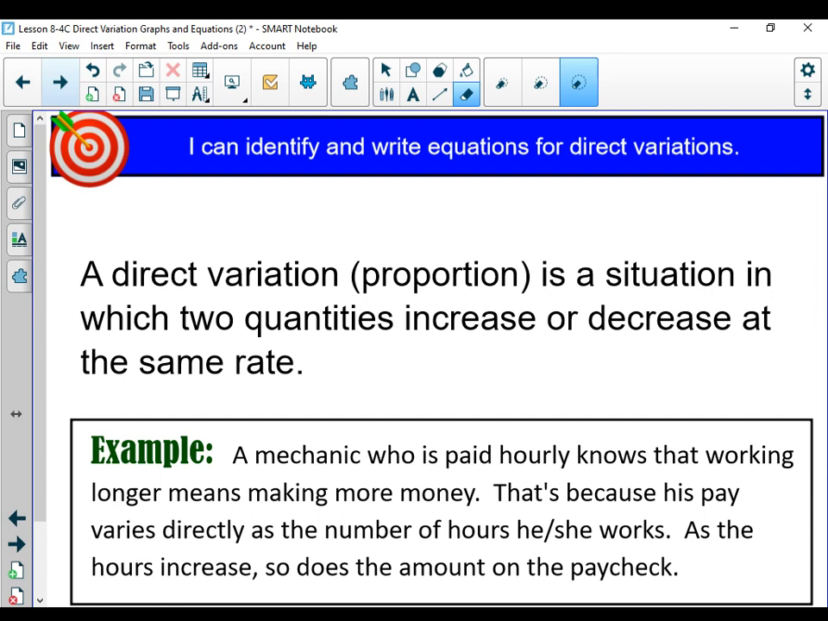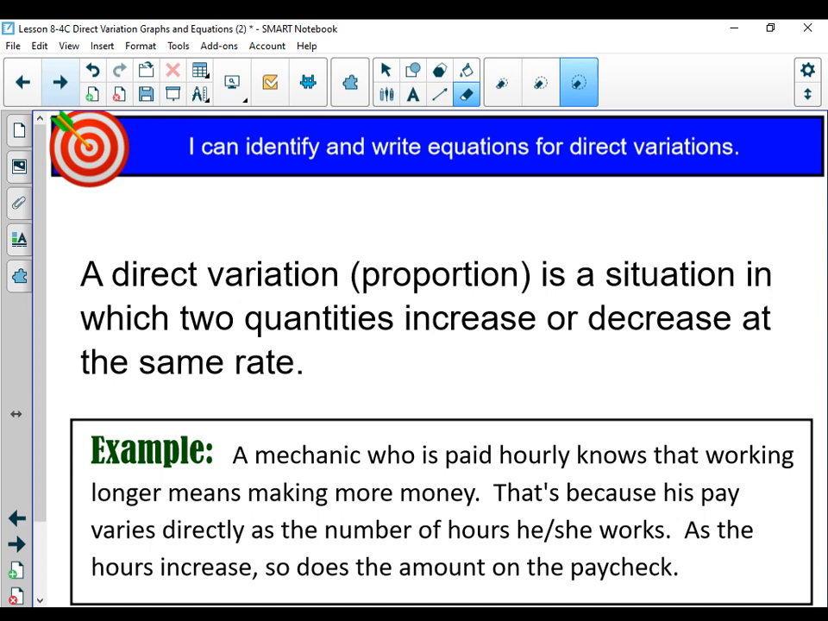It actually goes back to Subway sandwich artists too. 1 hour, $11. 2 hours, $22. A steady increase in pay. You think we're okay so far? So, a steady increase or decrease. They either increase or decrease at the same rate. That's what we're thinking about.